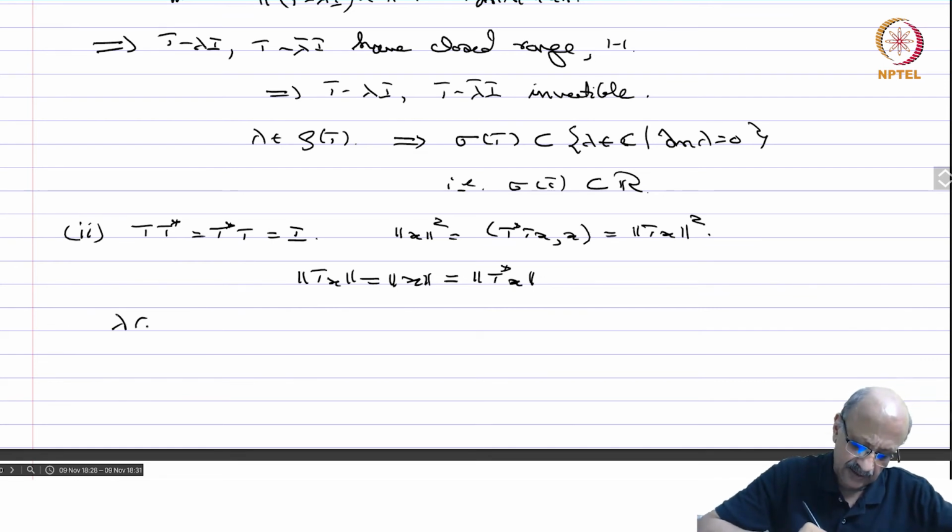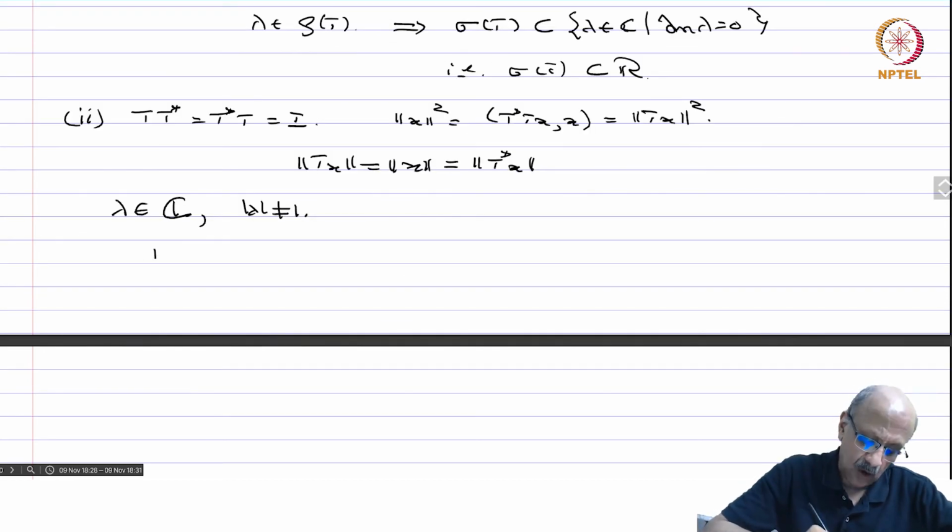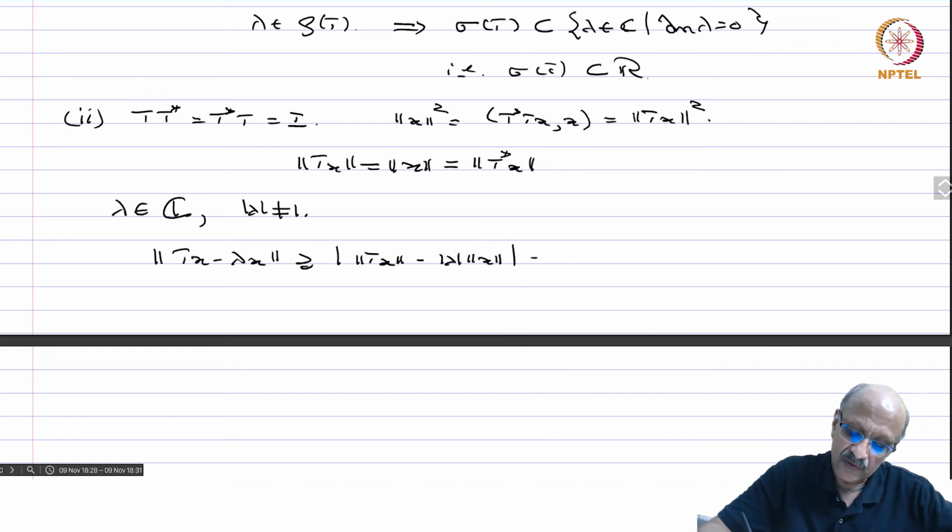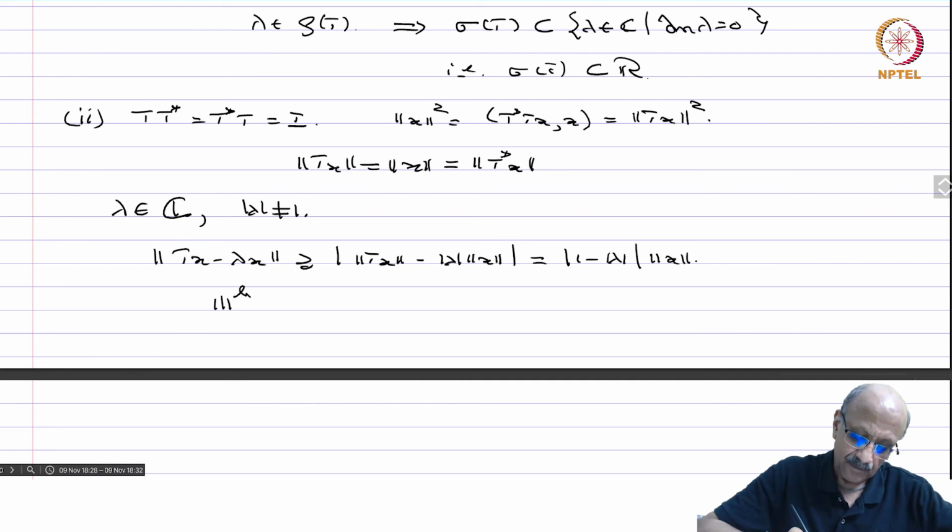Now let us take lambda in C, mod lambda not equal to 1. So then you take norm Tx minus lambda x, that is greater or equal to the modulus of norm Tx minus mod lambda times norm of x. But norm Tx is the same as norm x, so that's equal to the modulus of 1 minus mod lambda times norm of x. Okay, and similarly norm of Tx minus lambda bar x, which is the adjoint of this.